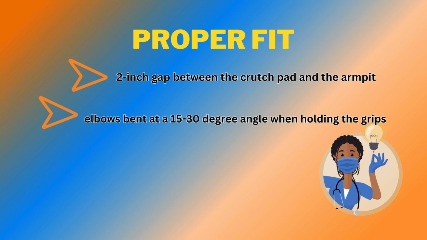Proper fit is essential for effective use. Height. Adjust the crutch so that there is a 2-inch gap between the crutch pad and the armpit. Hand grip. Adjust so that the elbow bends at a 15 to 30 degree angle when holding the grips.